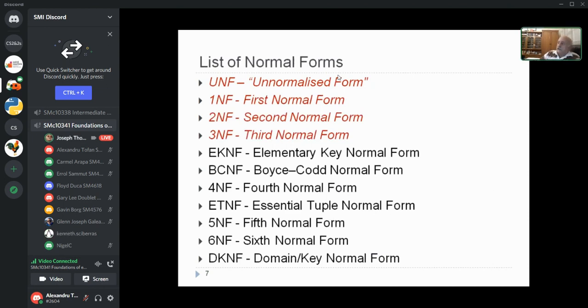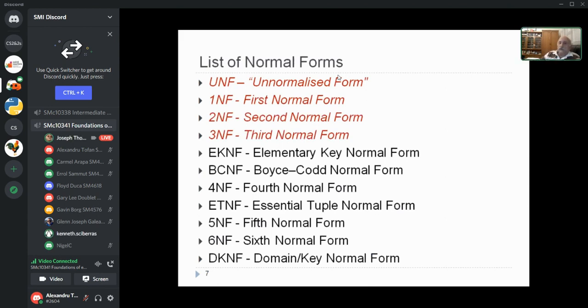Now normalization, in this module, till which level are we going to go for the normalization? To the third normal form. To the third, okay. In fact, that's why they are in red here. There are a lot of levels of normalized data, but here in this course we are only going to go down to third normal form.